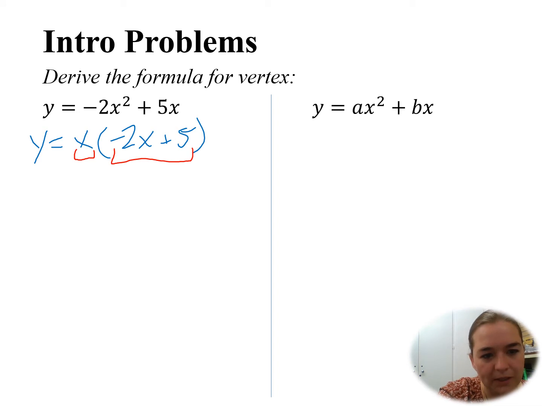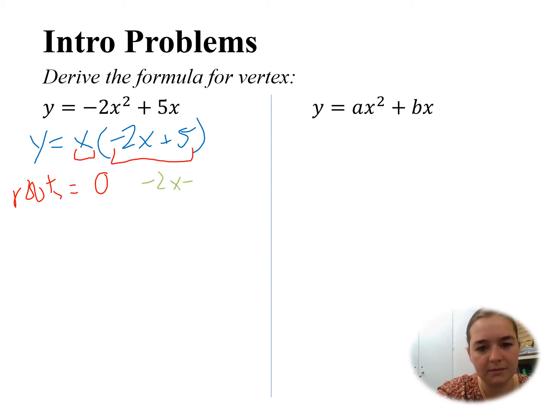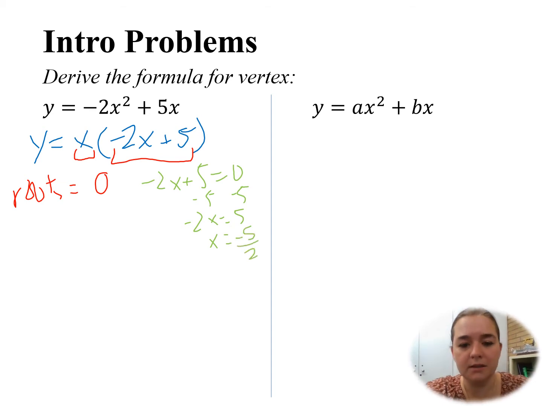So now that I'm looking at it, my roots here are either going to be 0 for that first one, or with my second one, it could be negative 2x plus 5 equals 0. If I take away 5 from both sides, I get negative 2x equals negative 5, x equals 5 over 2. So 2.5. So I have two possible roots here.